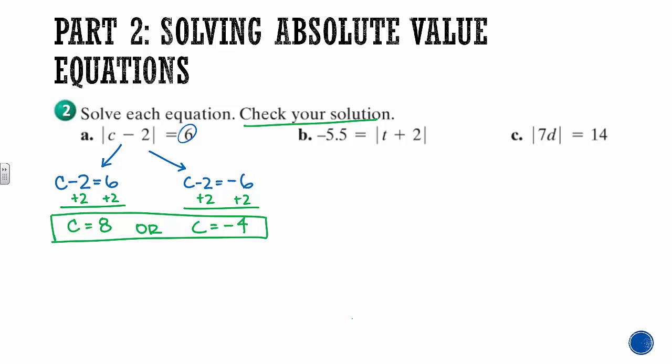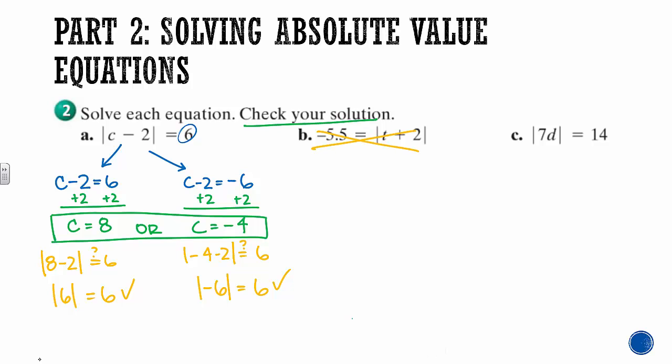If I plug in 8, I'll get 8 minus 2, take the absolute value. I want to know if that equals 6. So 8 minus 2 is 6. Remember, the absolute value bars are saying how many spaces away from 0 is 6, and it's 6 spaces. Now this one, if we plug in negative 4, we end up with negative 6. And remember, this is asking us how many spaces away from 0 is negative 6, and it's 6 spaces.